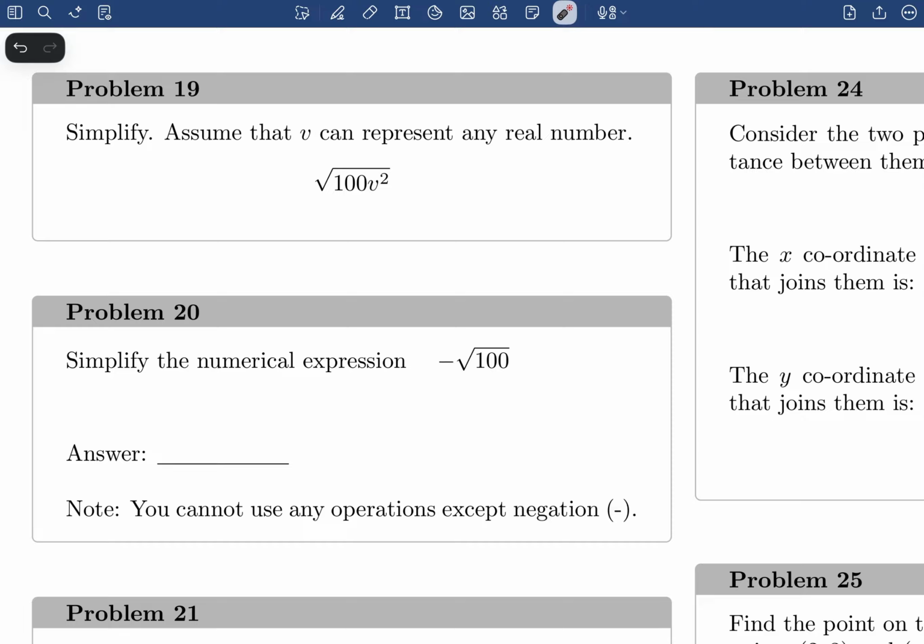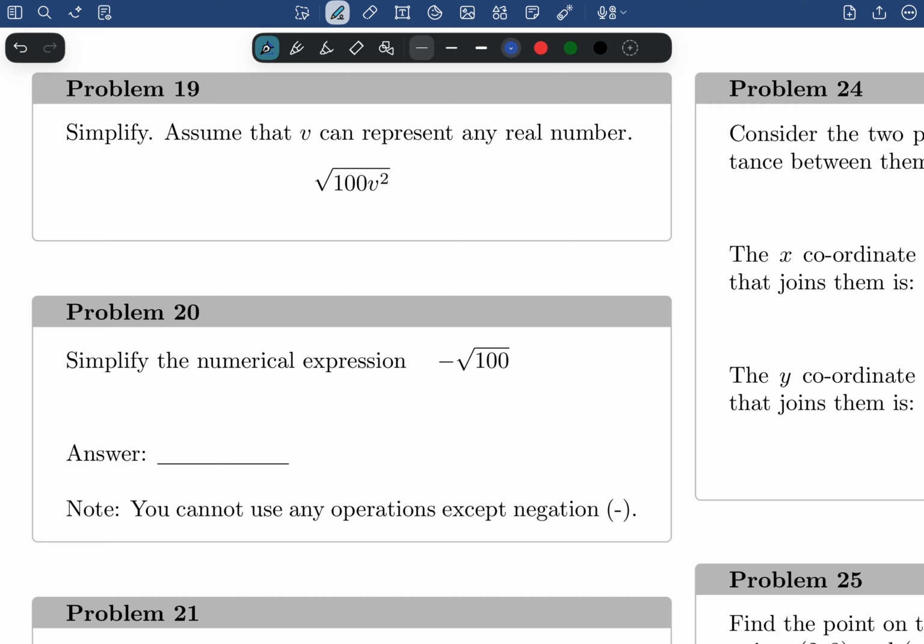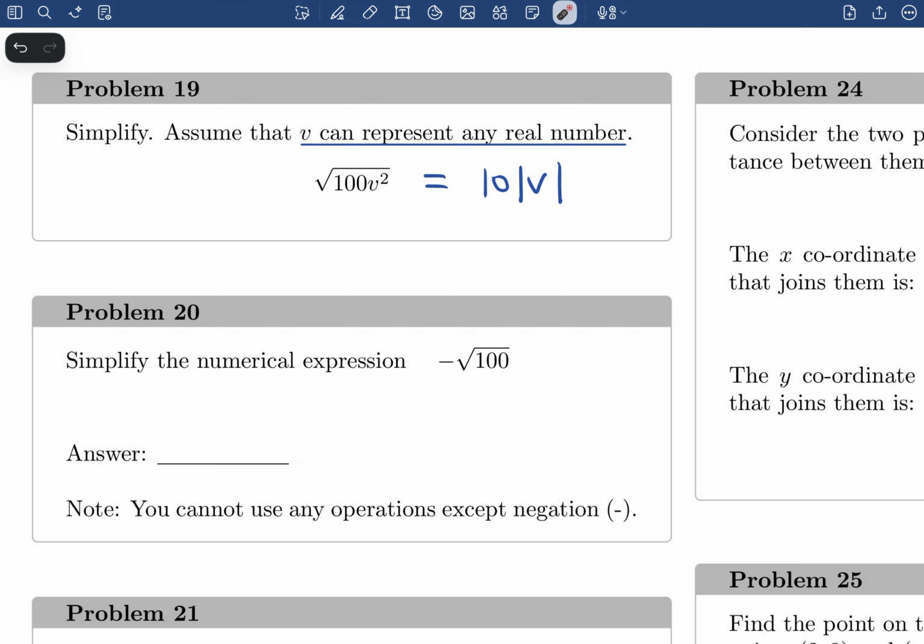simplifying radicals, adding, subtracting, multiplying, and dividing radicals, all that stuff. So let's go ahead and start nice and easy. Simplify. Assume that v can represent any real number. Okay, so when I see the square root of 100v squared, I think, what's the square root of 100? Well, that's 10. And what's the square root of v squared? Well, that's v. But if it can represent any real number, then I need v to be in an absolute value. Okay, so my answer is 10 times the absolute value of v, because our assumption is that v could be negative or positive.